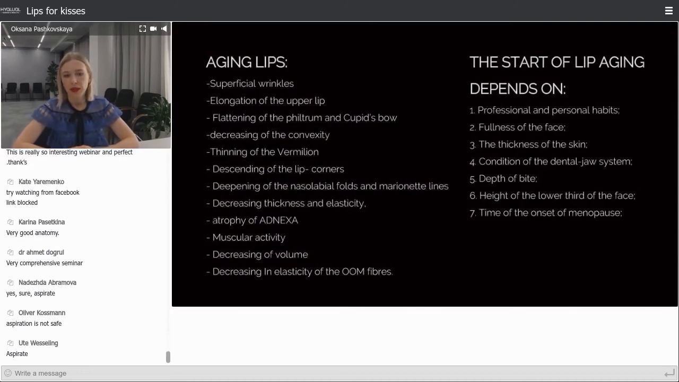Superficial wrinkles appear, elongation of the upper lip. The issue, of course, is the loss of skeleton tissue, and we could correct it with filler. And flattening of the philtrum and cupid's bow. It's a case when we could restore the cupid's bow, but maybe we should pay attention to the individual face. Decreasing of the convexity, thinning of the vermilion.